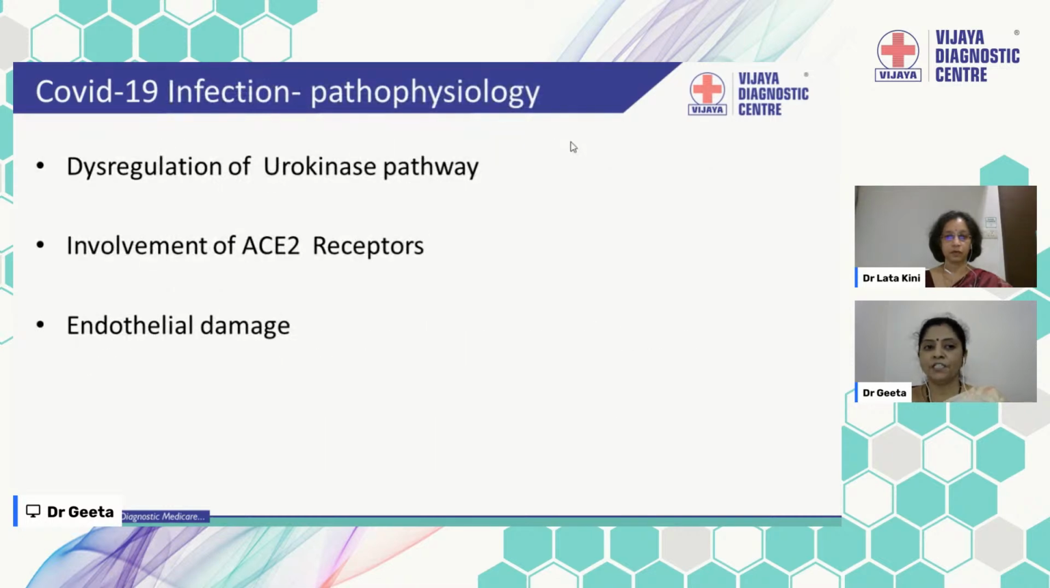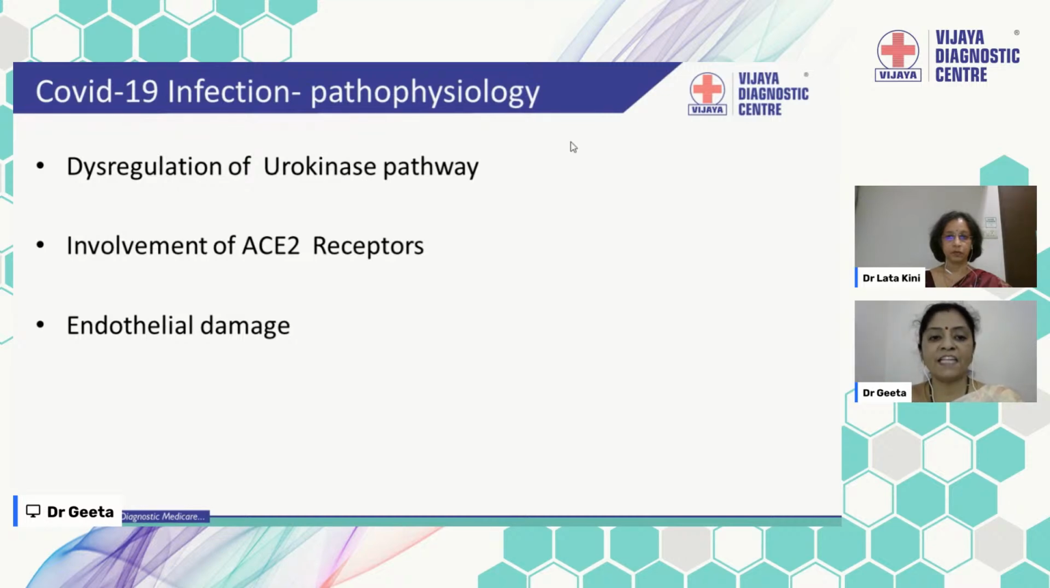Coming to the pathophysiology of D-dimer formation in COVID-19 infection, there are three different theories that are explained. One is dysregulation of the urokinase pathway. Second is involvement of ACE2 receptors. Third is endothelial damage. As we all know, urokinase stimulates plasmin to degrade fibrin into fibrin degradation products. So whenever urokinase is increased, there is an increased amount of D-dimers in the plasma.